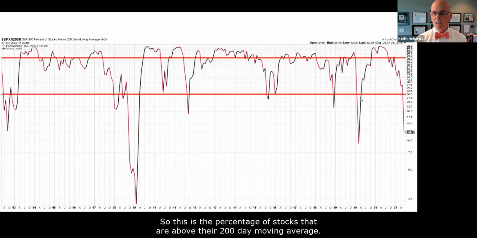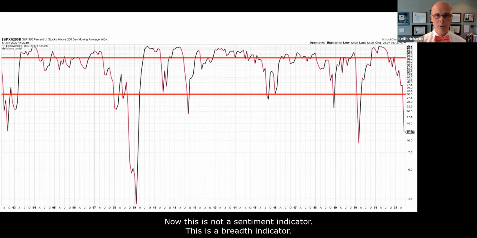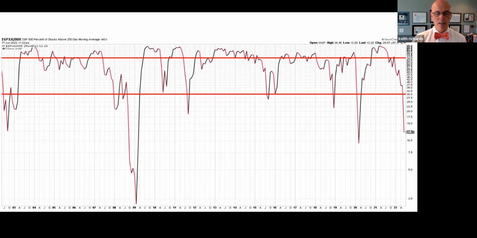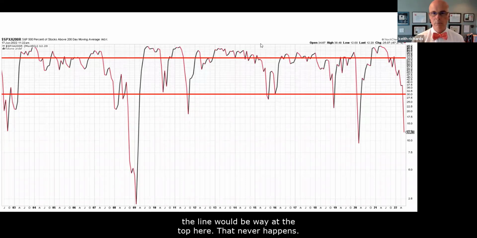So this is the percentage of stocks that are above their 200-day moving average. Now, this is not a sentiment indicator. This is a breadth indicator. Breadth is a measurement of participation on the market. In this case, it's the participation of the number of stocks on the S&P 500 on a percentage basis. So if 100% of the stocks on the S&P 500 were above their 200-day moving average, the line would be way at the top here.